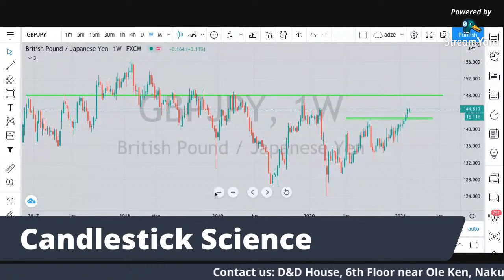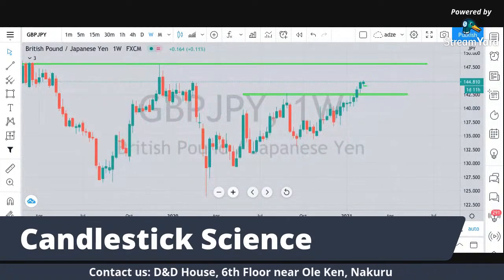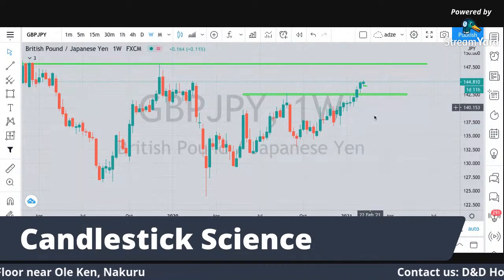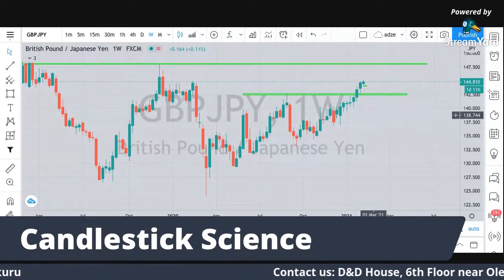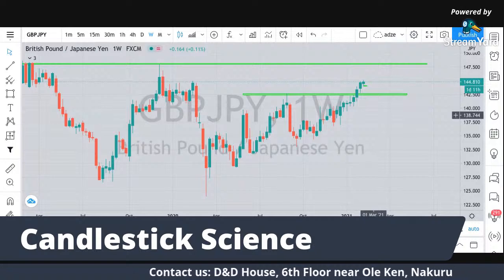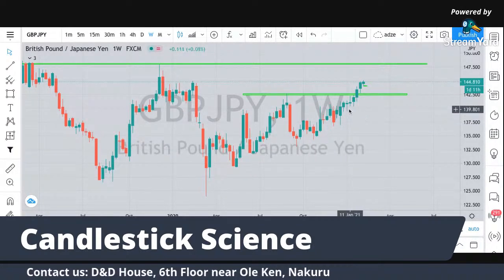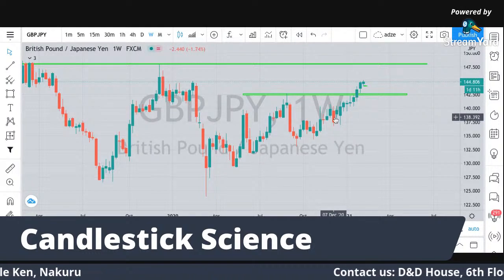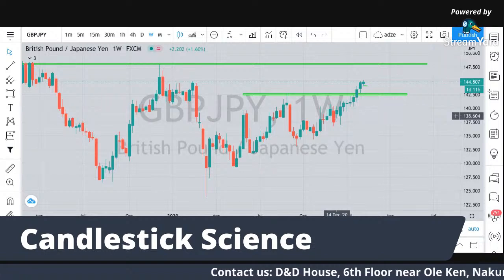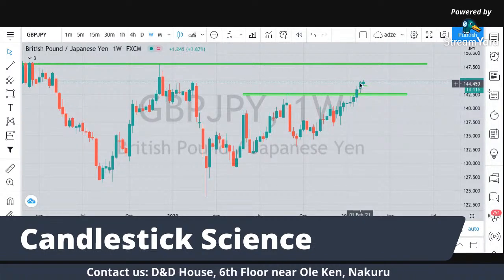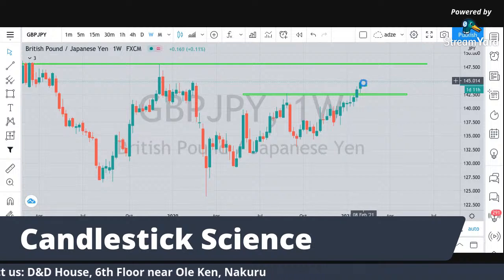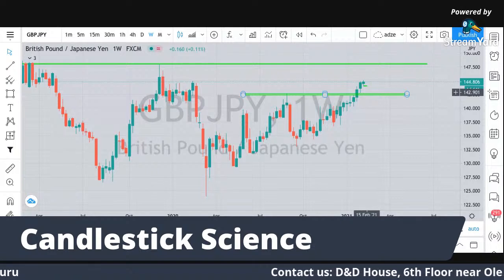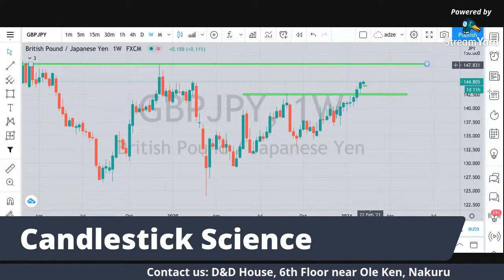Because ukiangalia, check this bull run. I don't know, I just have a feeling price will have a pullback. Itakuja pullback kidogo. I'm thinking because this has been imekuwa na moto sana. Since December 14th, 17th, price imekuwa in a bull momentum. So I'm starting to think price will have a pullback hata kama ni 100 pips, and then it blows up. That is also likely.